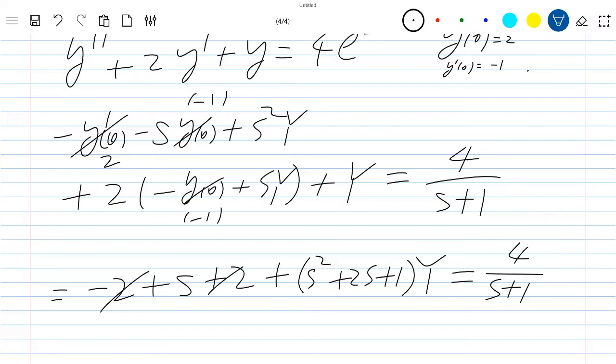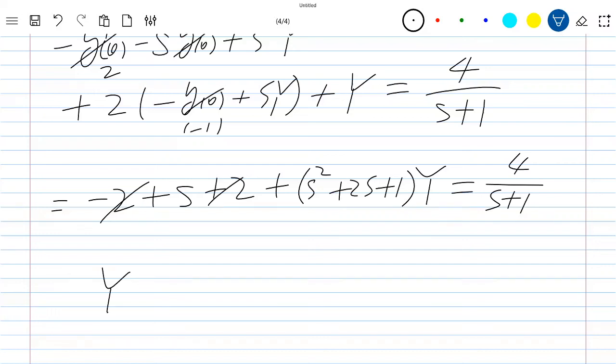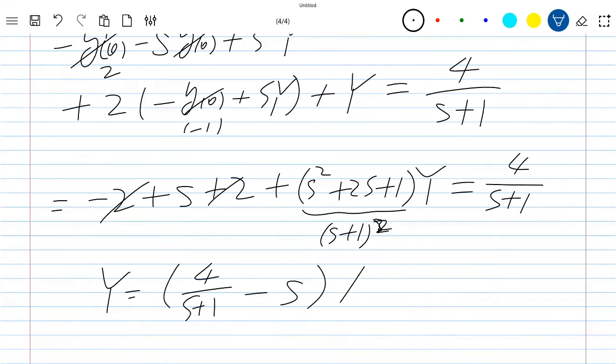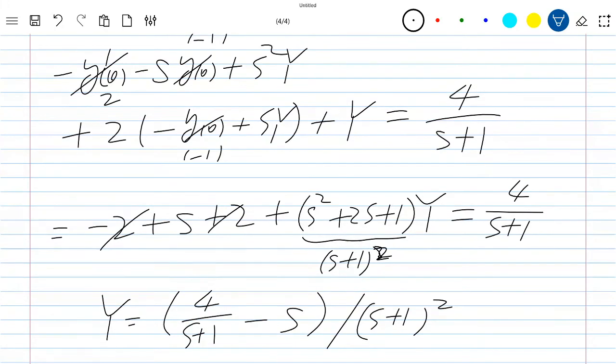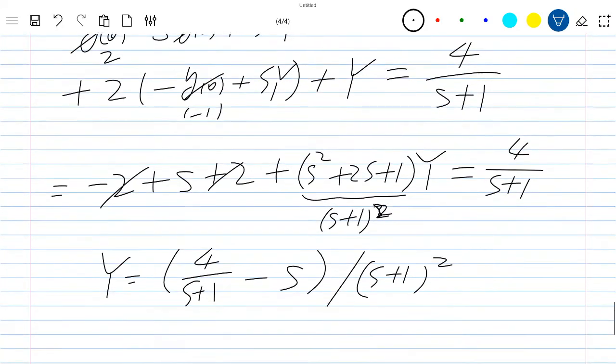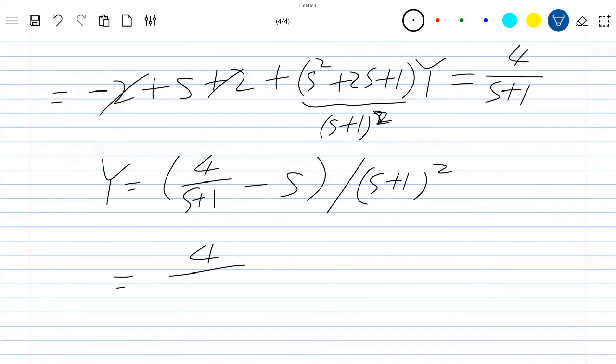Oh, this also cancels. Right, so just get Y equals, this happens to be s plus 1 cubed, squared. Then you have 4 over s plus 1 cubed minus s over s plus 1 squared.